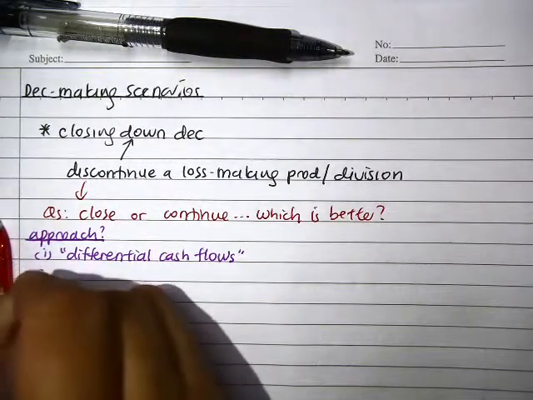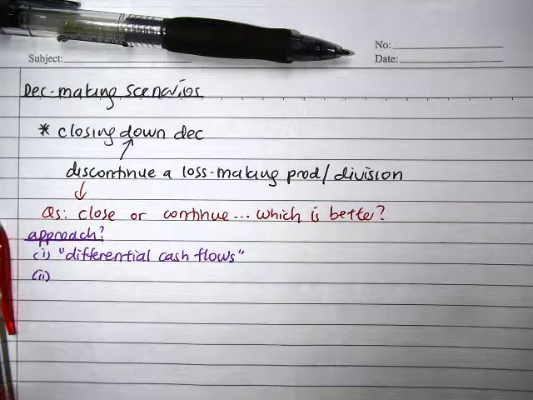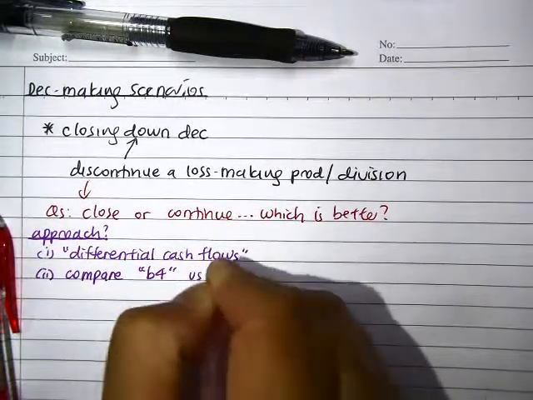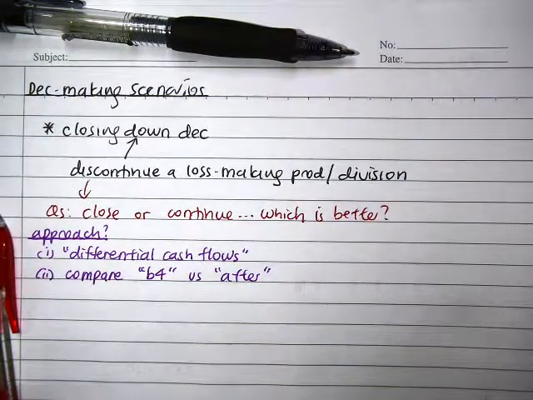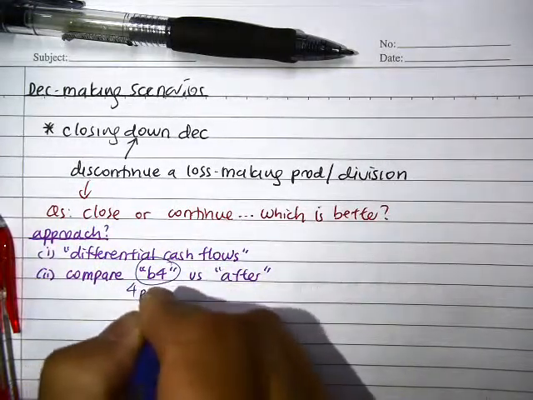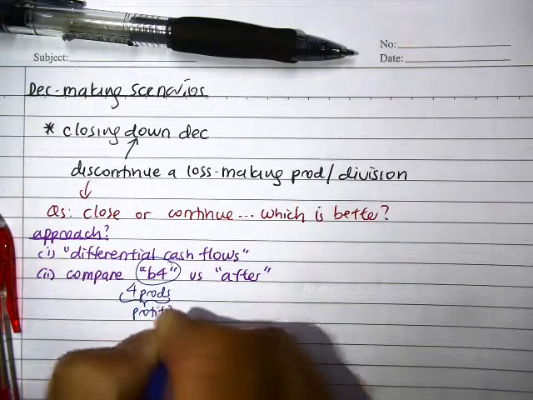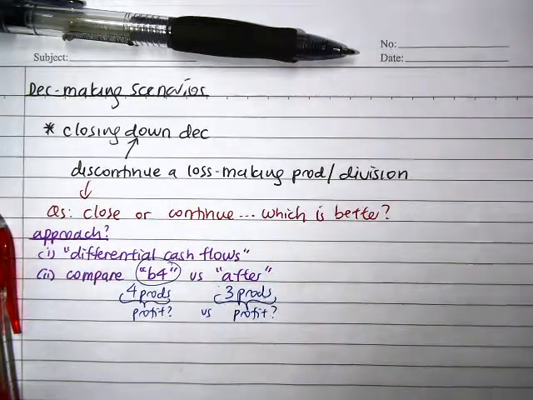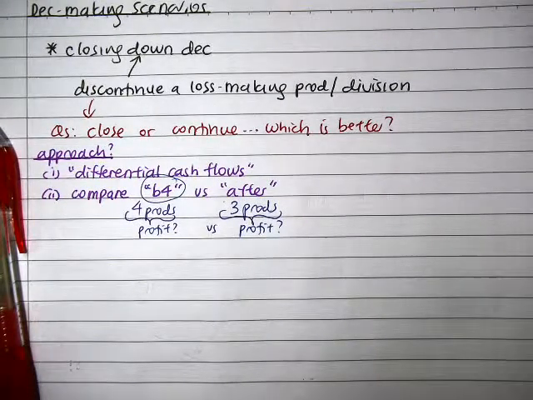Now, but some students, they find it very hard to use differential cash flow because they cannot think like, if I close down, what's the difference? Now, if you cannot see that, there's another way you can do, which can be longer, but you can find easier to get the answer, is you can compare before and after. That way will be longer, but you find it easier for you to imagine. For example, before maybe I have 4 product. What is my profit? After I only have 3 product left. So what is my profit again? Then I compare the difference. That's how we can use another way of getting the answer.